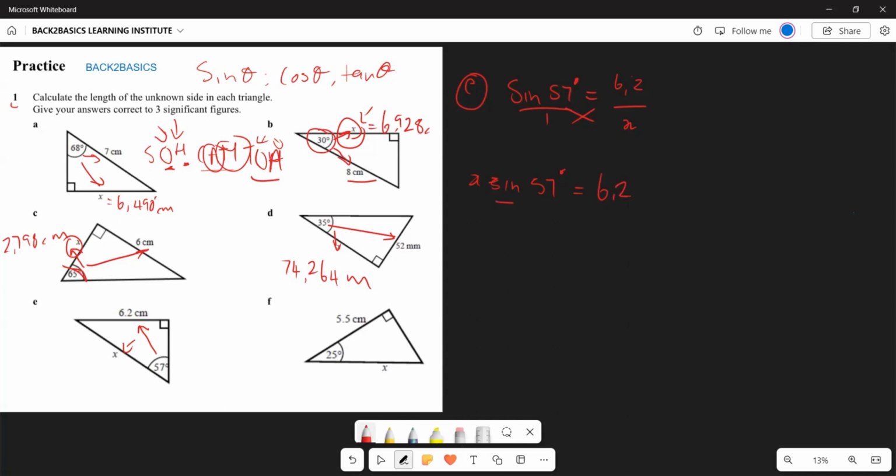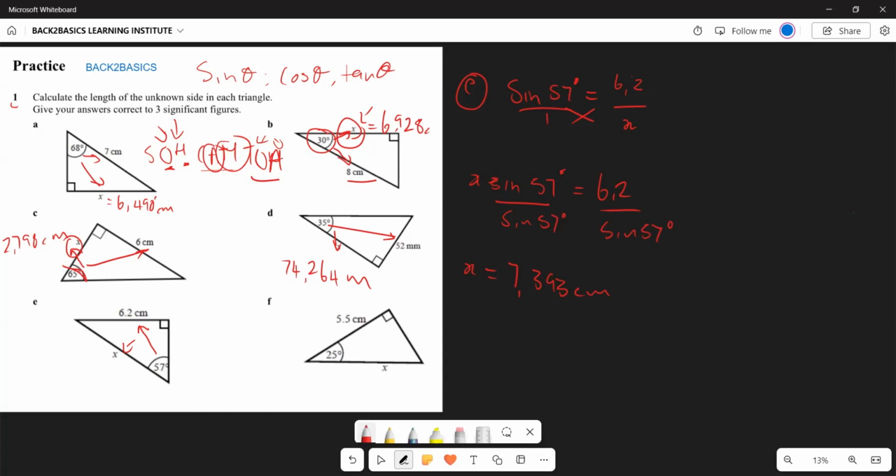Centimeters. So your value of x here, you divide by sine of 57 degrees. So your value of x here is going to be given by 6.2 divided by sine of 57 degrees altogether. And what is it that you're going to have? Your value of your hypotenuse is going to be 7.393 centimeters. That is going to be your number E.